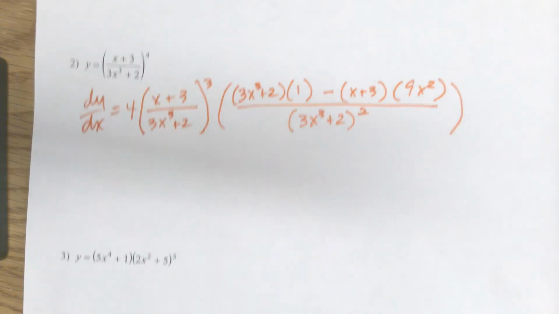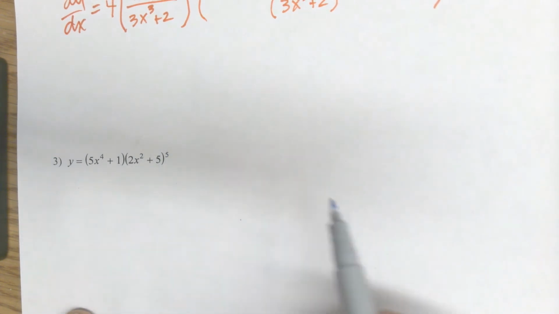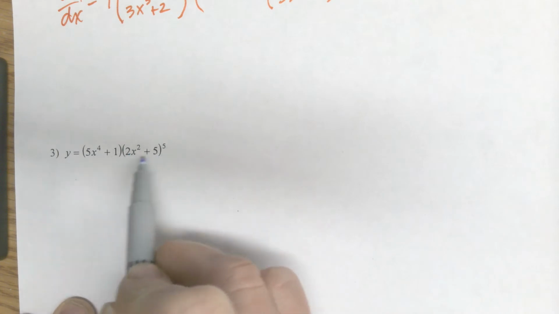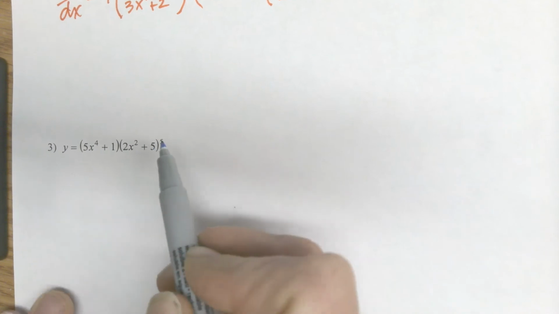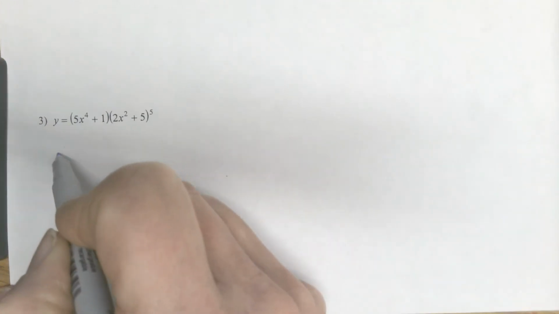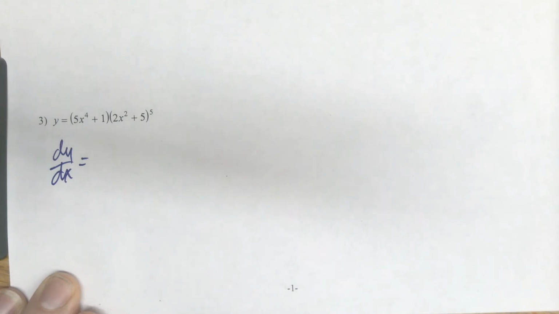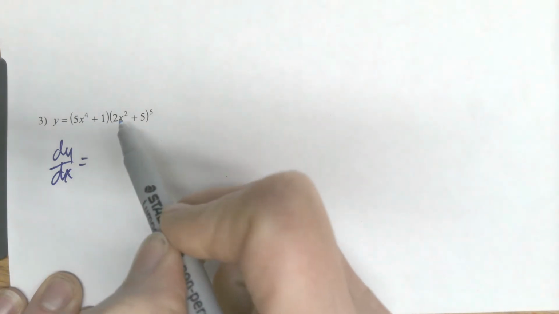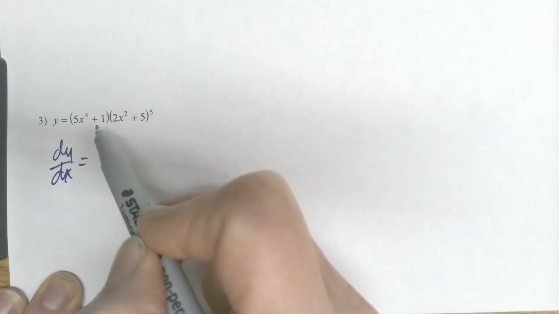Next up, I have a product with a chain involved. Product of 2 polynomials, but one of the polynomials is raised to the 5th power, so that will require the chain rule. So dy/dx, I go through that process, and you're going to have to know these shortcuts, so study them. It is first times the derivative of the second plus the second times the derivative of the first.